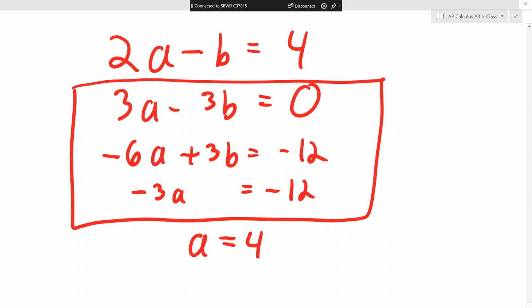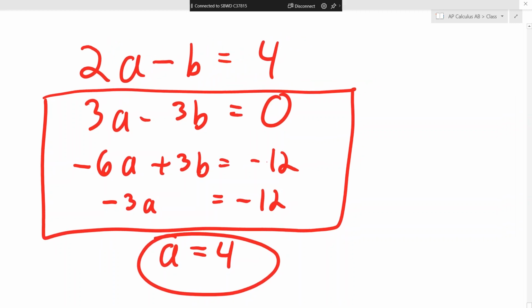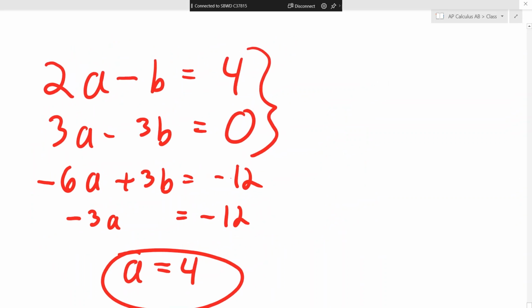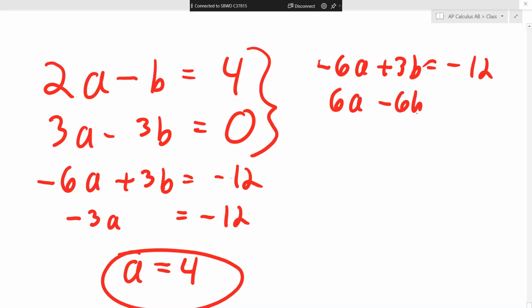Okay? Now, a lot of times we get weird fractions with this. This just happened to work out. I'm honestly surprised this was a whole number. So we could just plug a in and find b, but if you have fractions you don't feel like dealing with, just do the cancellation again and get rid of a this time. Cool? So we know a is 4. I'm going to go back to these two equations, and to cancel out a, I'm going to multiply the top again by negative 3. So that's negative 6a plus 3b is negative 12, and I multiply the bottom by 2. That's going to make it 6a minus 6b equals 0. Is that right?